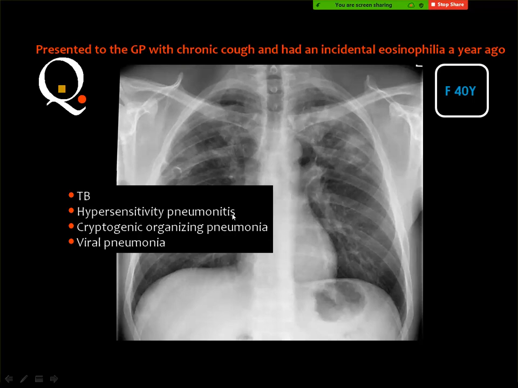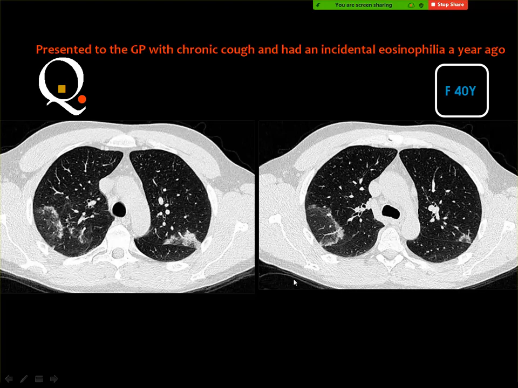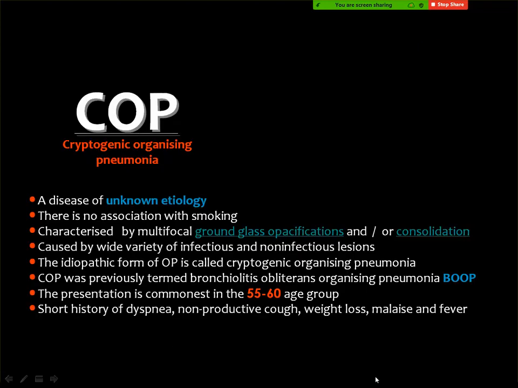Cryptogenic organizing pneumonia. Now, hypersensitivity pneumonitis needs a positive history of allergen exposure. And I think that this is the best choice, which is cryptogenic organizing pneumonia. Then if you see these very classic opacities of cryptogenic organizing pneumonia, which is known as the reversed halo sign or the atoll sign, then you know that you are dealing with cryptogenic organizing pneumonia. This atoll sign is not common, but it is pathognomonic.